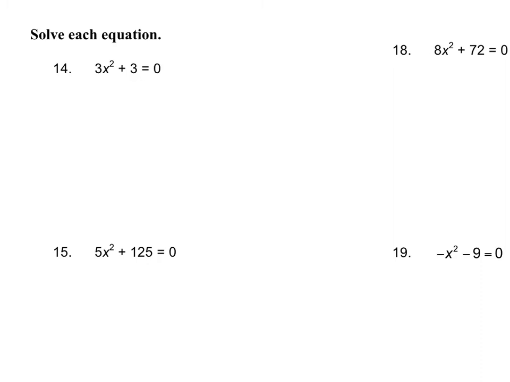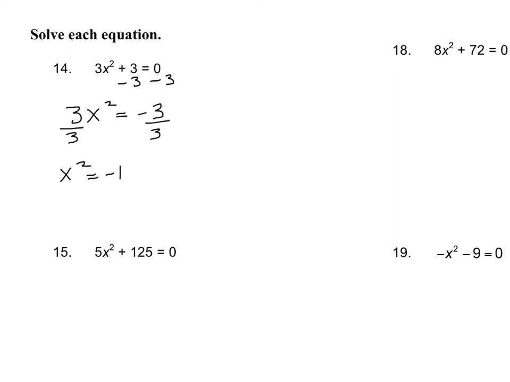So what I'm going to do is I'm going to subtract 3 from both sides. So I'm going to be left with 3x squared is equal to negative 3. Now remember, you need to isolate the x squared. You need to keep it by itself. So you need to divide by 3. So x squared is equal to negative 1.